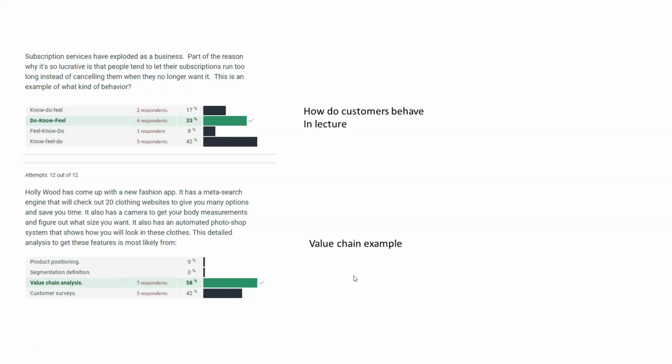Hollywood has come up with a new fashion app. Now, this also goes into your homework, and so I can kill two birds with one stone and discuss the homework here. It's a meta search engine that will check 20 clothing websites to give you many options and save you time. It has a camera to get your body measurements and figure out what size you want. It has an automated Photoshop system that shows you how you look in these clothes. This detailed analysis to get these features is most likely from.